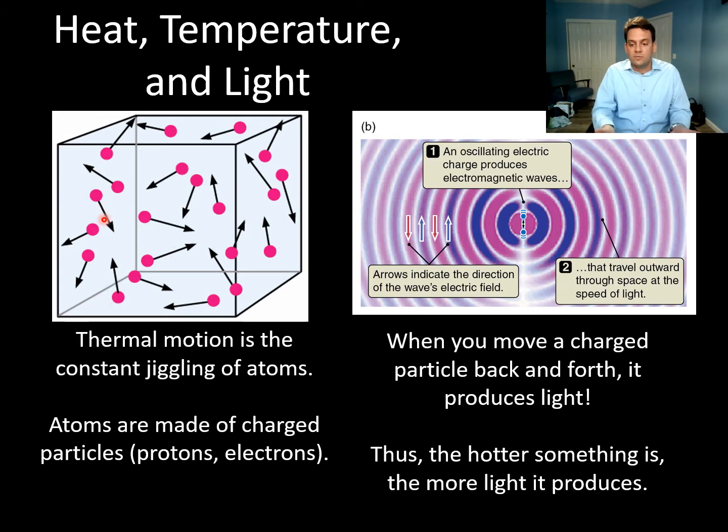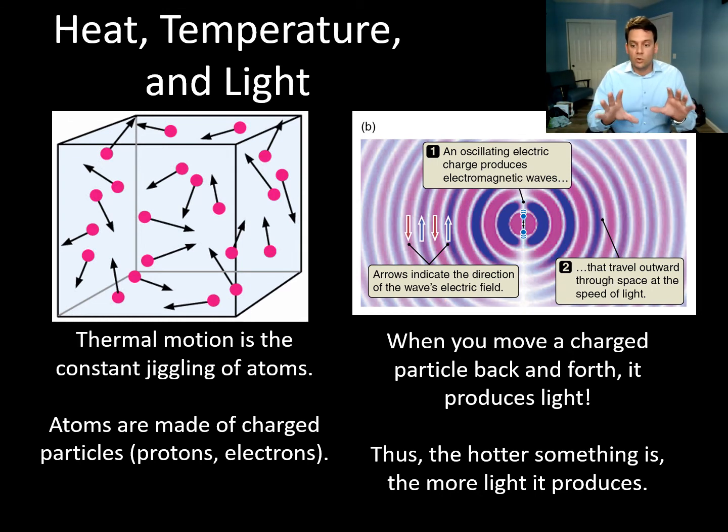You just have to have some reasonable temperature, right? Because again, the random motions that these particles undergo in any non-zero temperature environment are going to produce these accelerations of electrons, and that's going to give off light. And the hotter something is, the more random motion you're going to get, and the higher frequency and the more light it is going to produce.